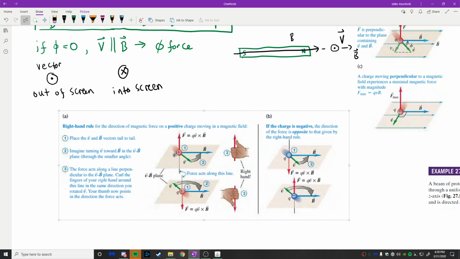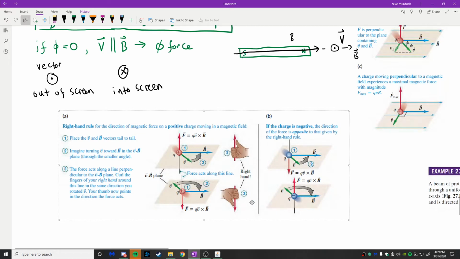Yes. Okay. Likewise, for the picture below, if you point your fingers along that direction, so kind of like into the screen, and you rotate from V to B, can you see that a particle that was traveling in the opposite direction would experience a force downwards as opposed to upwards? Verify for yourself that you can do this with your hands. And I'm going to give you guys some examples to test with this.